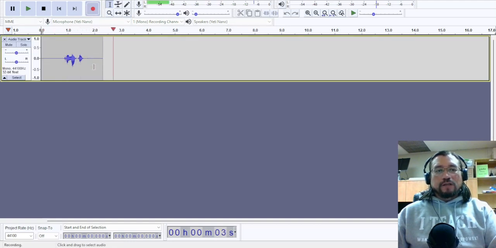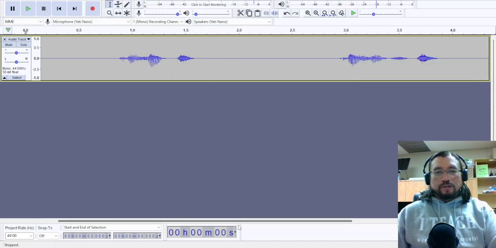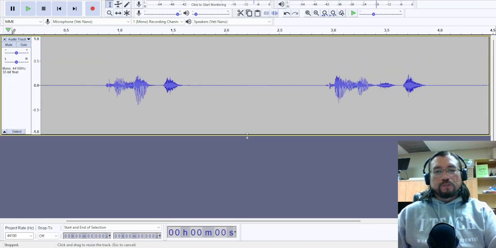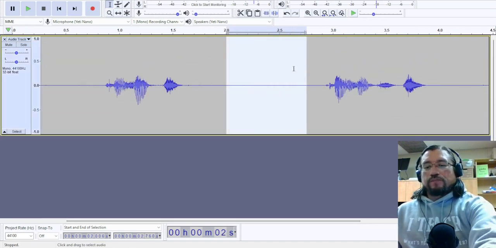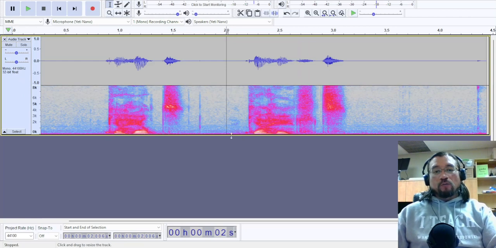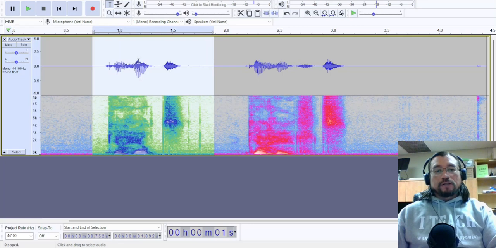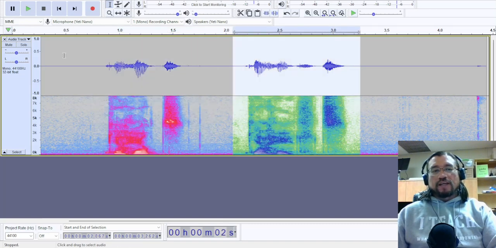Gehelts. Gehelts. So I'll zoom in a little bit here. Delete some of the space. So we have the waveform, and I'll change it to multi-view so we see the waveform and the spectrogram at the same time. So let's listen back to the approximate pronunciation, Gehelts, and then the accurate pronunciation, Gehelts.